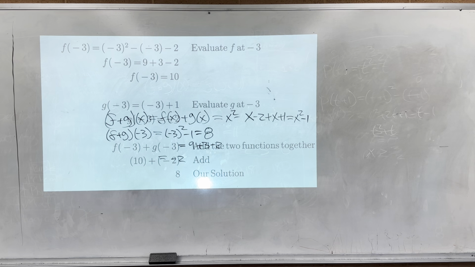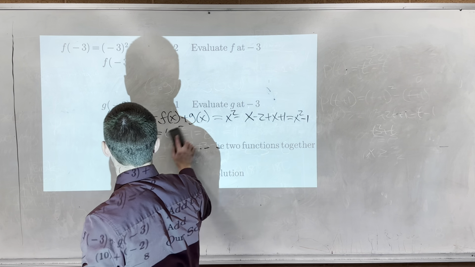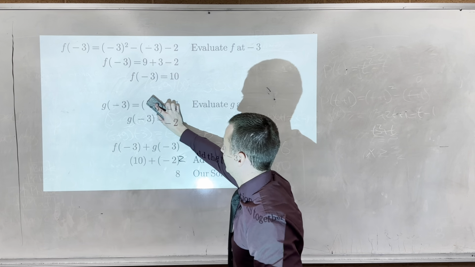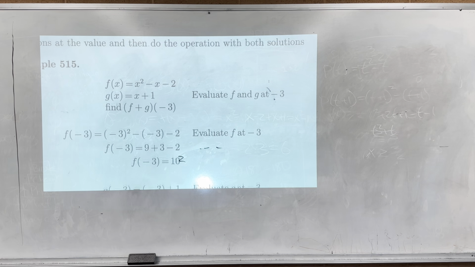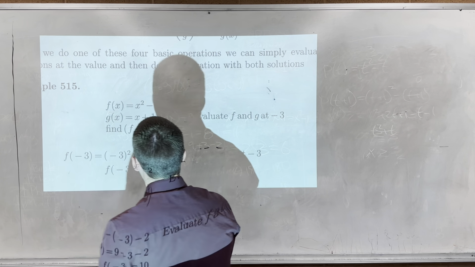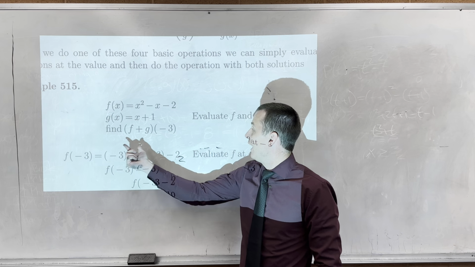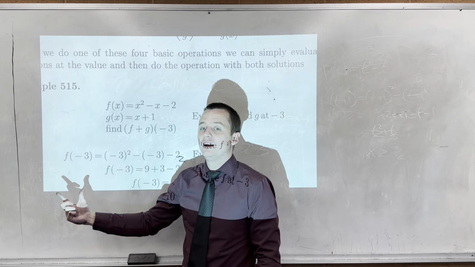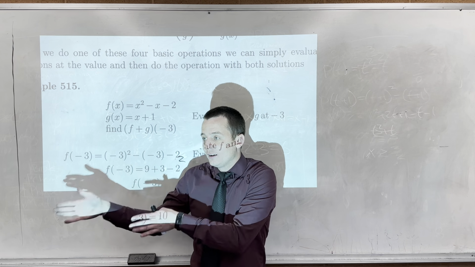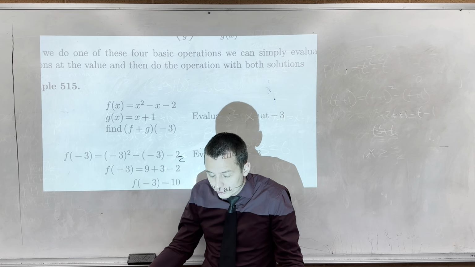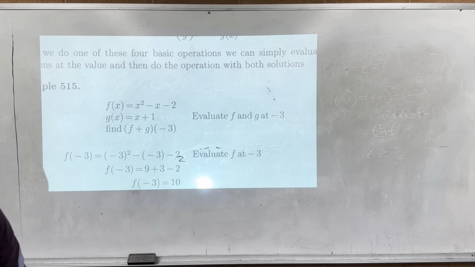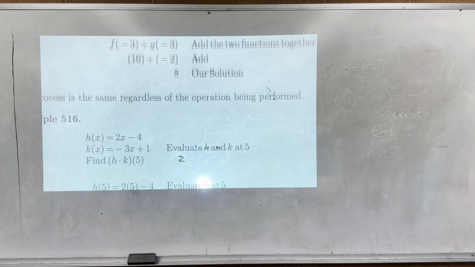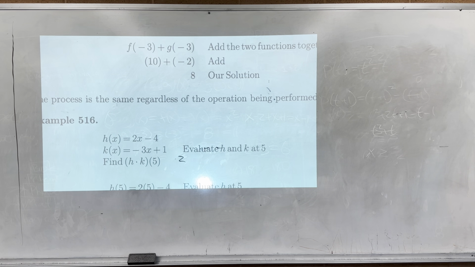Oh, his solution isn't. Okay, so he does get it. So there's the two ways we could have done it. We could either figure out what f plus g is first, and then plug in -3, or we could have figured out f of -3, and then g of -3, and then added them together. Both perfectly valid. All right, let's move on to the next one.